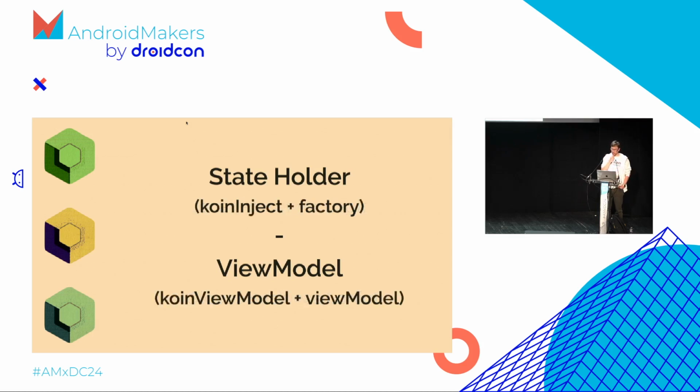And then you have Koin Inject with the factory. You need to use this as a factory. And for the view model, you just use the Koin view model API with the view model keyword, and that's fine.